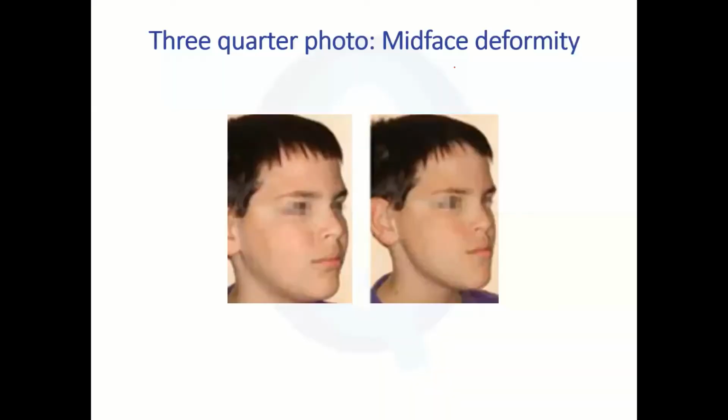Okay. So when can you see this bulge? This area. So this area specifically tells you about the midface. So when you take a 3/4 photo, when you see a patient from this angle, then you can actually identify this area. This is what is the focus in a 3/4 photo. And whenever this is flat, this tells you a midface deformity. Okay.